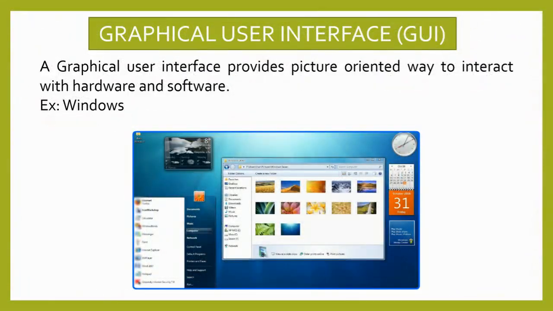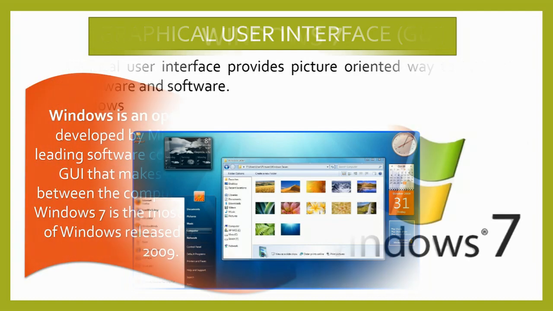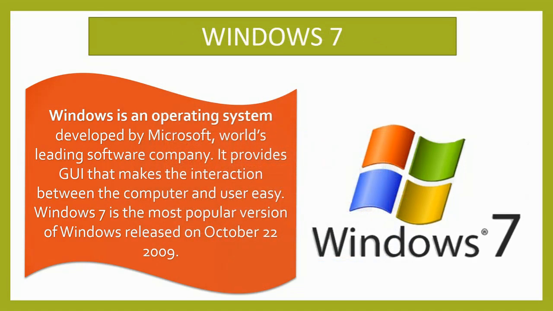Whereas a graphical user interface, GUI, provides a picture-oriented way to interact with hardware and software. This includes many menus, toolbars, pictures, windows, icons, buttons, and other controls that enable a user to just make a few clicks to get the work done. It requires the use of a pointing device like a mouse in addition to the keyboard. An example is Windows.